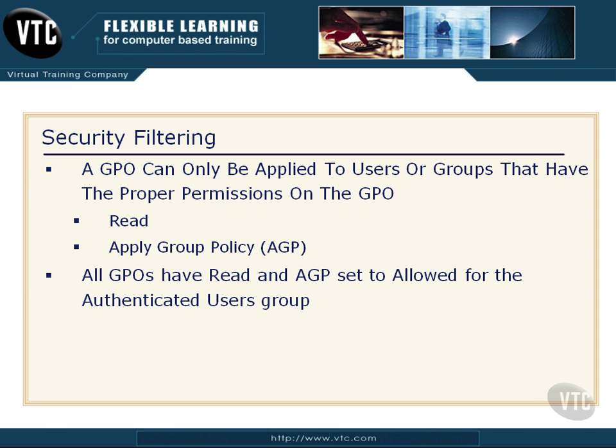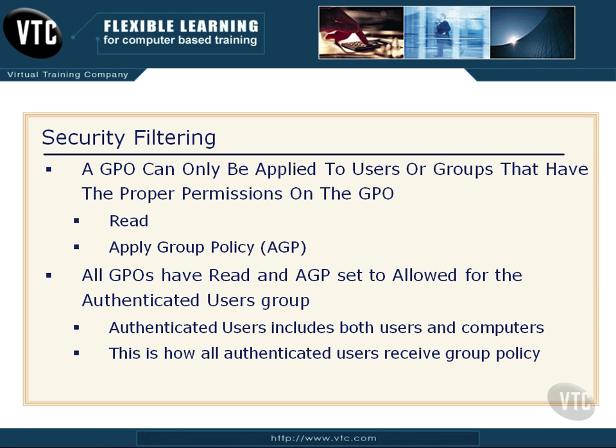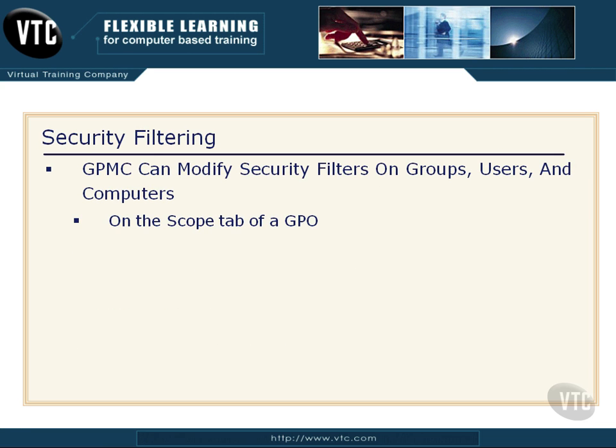Now all GPOs have Read and AGP set to allowed for the Authenticated Users group. And Authenticated Users includes both users and computers. So as a result, if they're a member of the domain, site, or OU that the GPO is applied to, and they're a part of Authenticated Users, they get the GPO. Now let's talk about how we can modify the security filters on groups, users, and computers and change this permission, and we can do it on the Scope tab of a GPO.